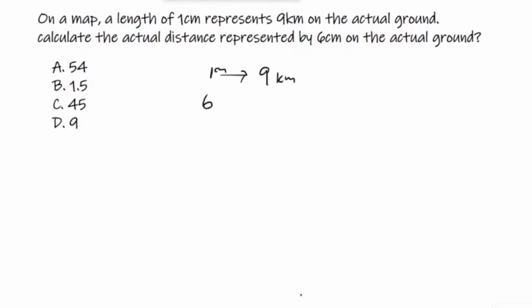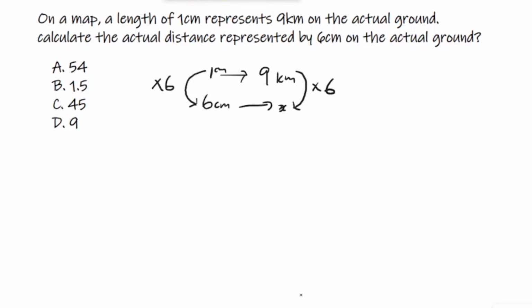So we want to find the distance represented by 6 centimeters on the actual ground. We don't know this distance, so we'll just say it is x for now. To solve questions of this type, you basically have to ask, how do we go from 1 to 6? These are the ratios. We go from 1 centimeter to 6 centimeters by multiplying by 6. So what should we do to this side too? We should multiply this side by 6 too.